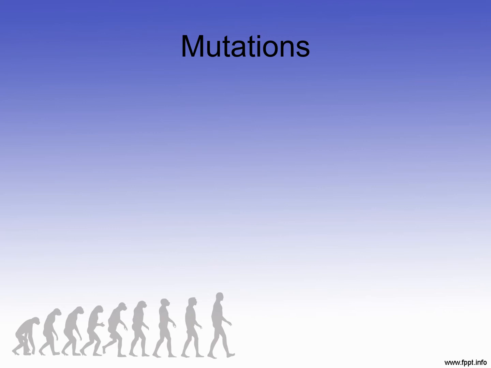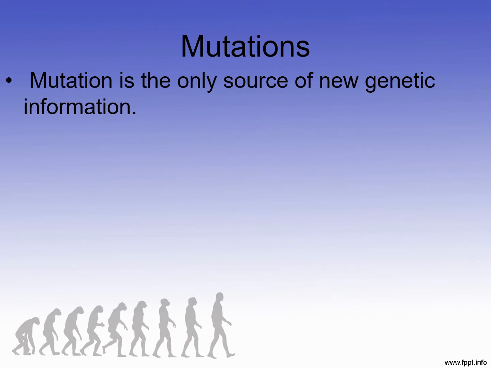So let's talk a little bit about mutations here. Mutations are the only source of new or novel genetic material in a population. For humans at least, most of us are 99.9% genetically similar to each other. It's really only a tiny, tiny bit of our genes that actually varies from one individual to the next. So mutation is the only real new source of genetic information.